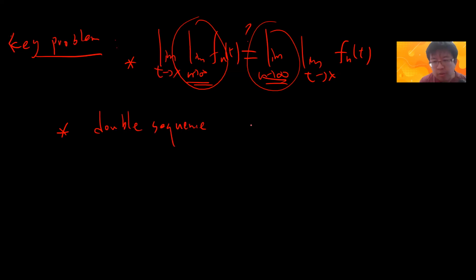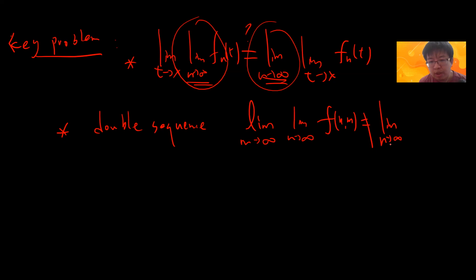More generally, there is a so-called double sequence, which will blow your mind. With m going to infinity and n going to infinity, you define f of n, m. Even though each limit converges, the two iterated limits may not be the same.